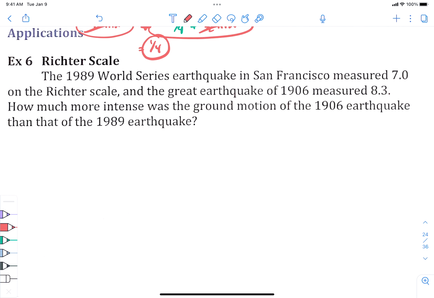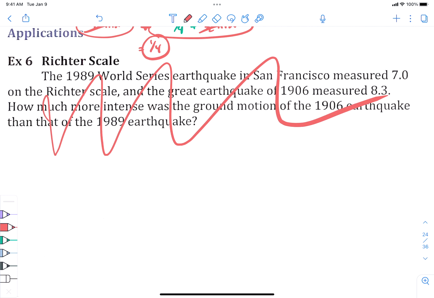Do I ask you a Richter scale one? No, we're going to skip this example. Okay, all done.